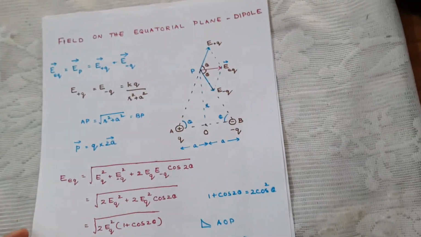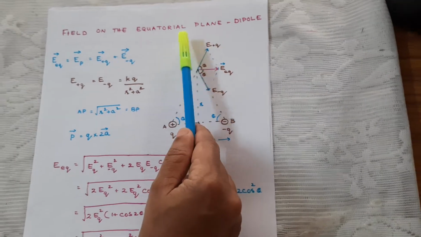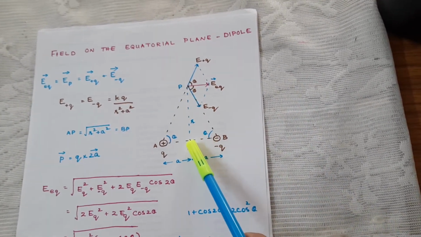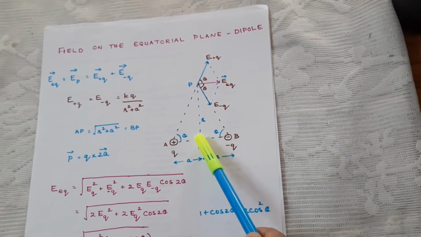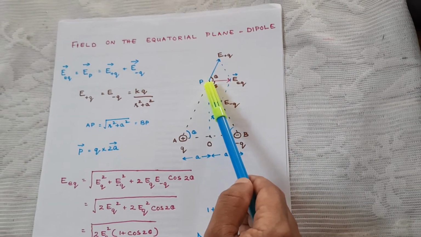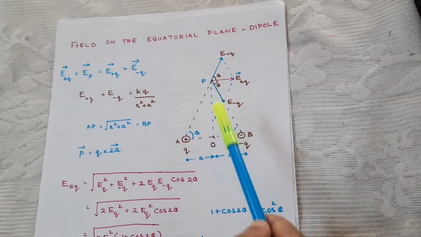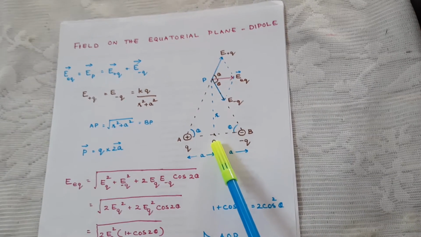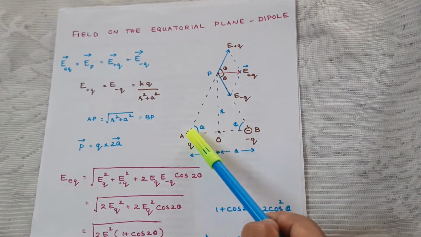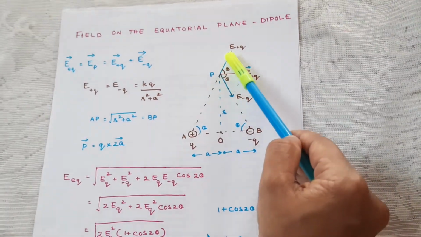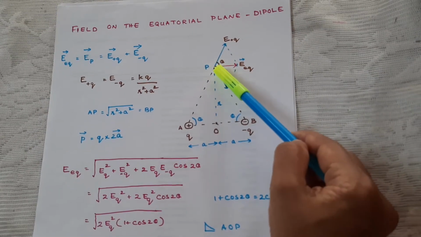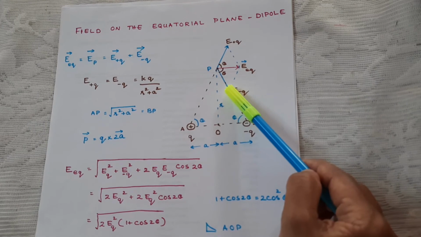Now let us see the field at a point on the equatorial plane of the dipole. A line passing through the center normal to the length of the dipole is the equatorial line. Consider a point P on the equatorial line at a distance r from the center of the dipole. The electric field at P due to the positive charge is directed away from the charge, and the electric field due to the negative charge is directed towards the charge.